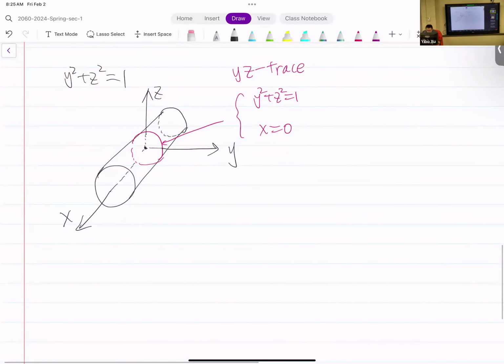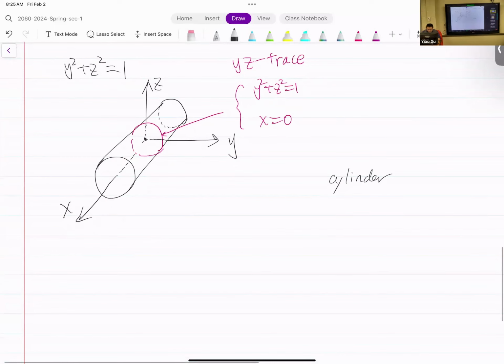All right. So these are cylindrical shapes. So this is just a cylinder. The previous one was a parabolic cylinder. So this, you can say, is a circular cylinder. Right, so this is a really standard cylinder.